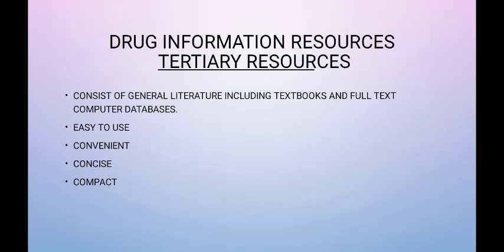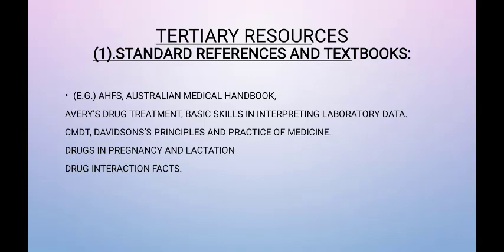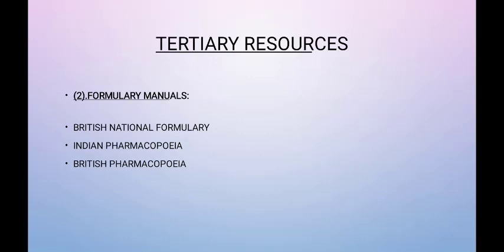Again, drug information tertiary sources are easy to use, like conventional books that are concise and compact, and it can be a textbook or full text article. Here is the list of some textbooks or standards that can be tertiary sources of information: AHFS, Australian Medical Handbook, Every Drug Treatment, Basic Skills in Interpreting Laboratory Data, CMDT, Davidson's Principles and Practice, Drug Information in Pregnancy and Lactation, Drug Interaction Facts. These are the textbooks which can be used as a tertiary source of information.